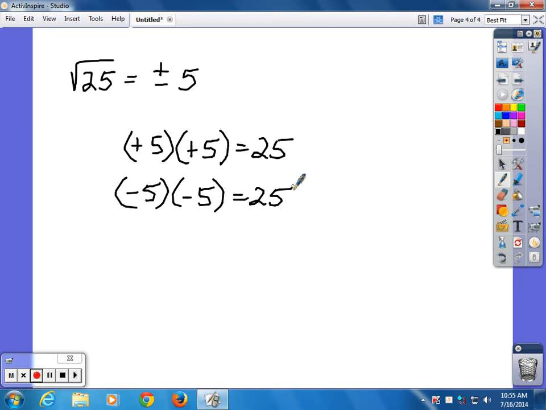Now, I haven't taken the square root of 11 yet, and I will. But right now, I'm showing you why it comes up to be positive or negative because of this. So you need to write that down if you have that question. Right there. Okay?